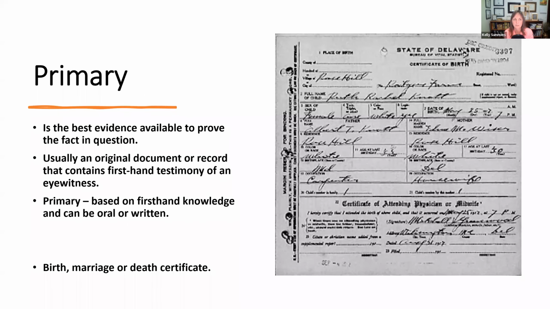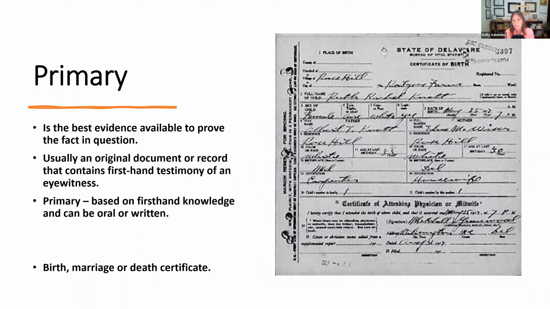Here's an example of primary. We have a birth certificate here, and this is a government document that was created at the time of birth by an eyewitness to the birth. Usually a parent, a mother, fills out this document and it's signed by the midwife or the physician. So this is actually the best source we could have for the date of birth and the place of birth.